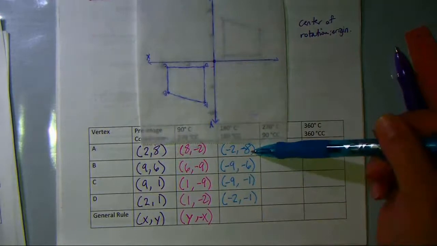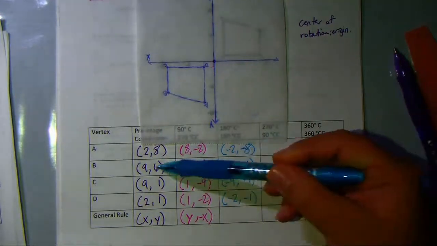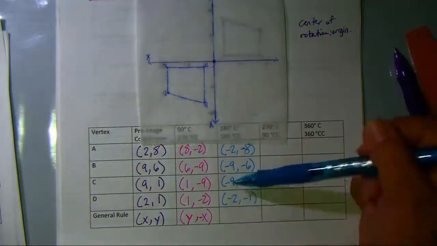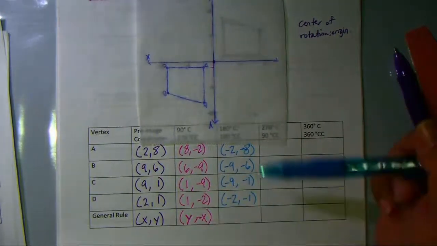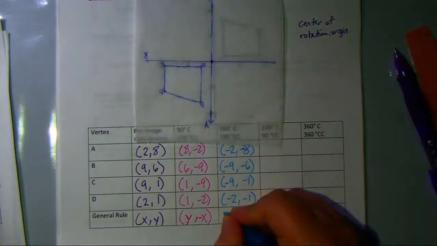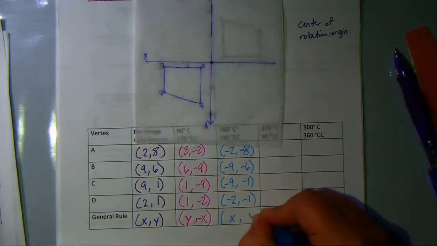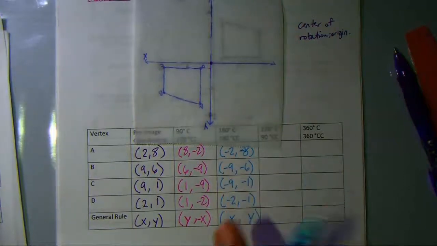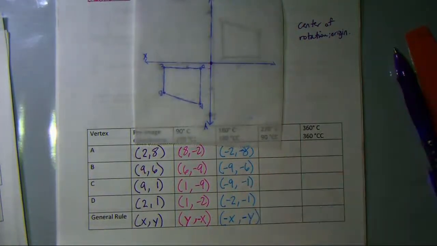8, and it ends as a -2, -8. B is a 9, 6, and ends at -9, -6. C is at 9, 1, and ends at -9, -1, and so on. So it looks like nothing is switching, so my X and my Y are still in their original positions, but they've changed their signs. So they should have negatives in front of them because they're changing their signs. They started off as positive and they became negative. If they had started off as negative, they'd become positive.